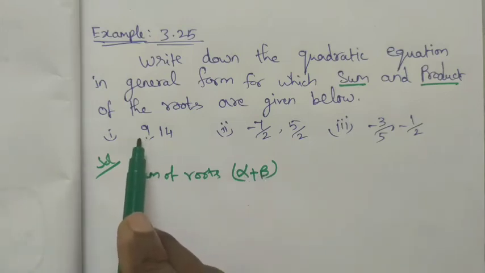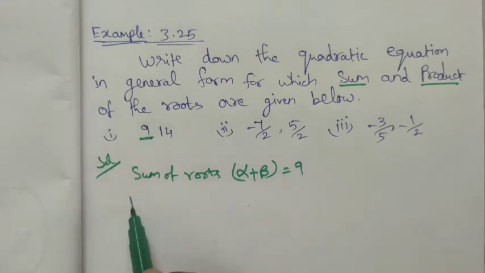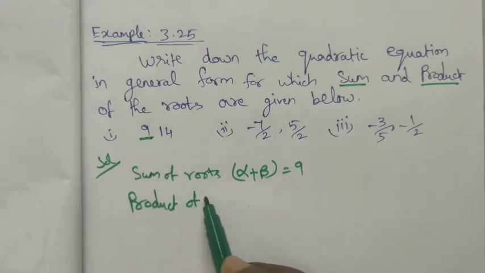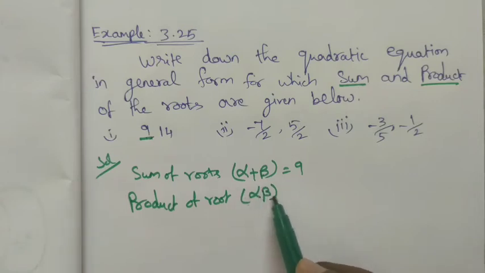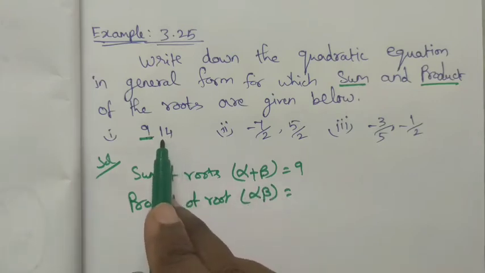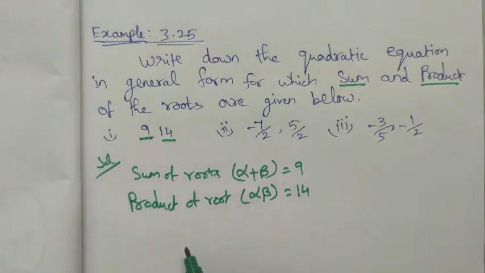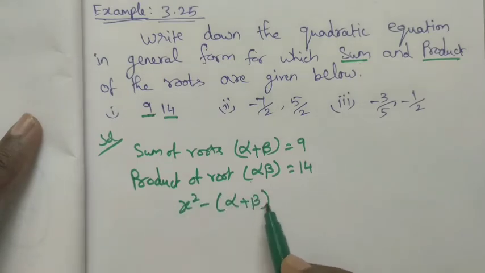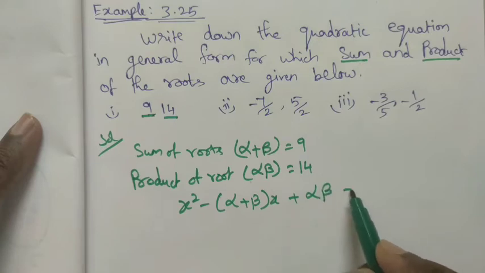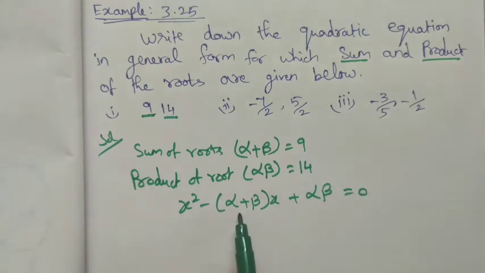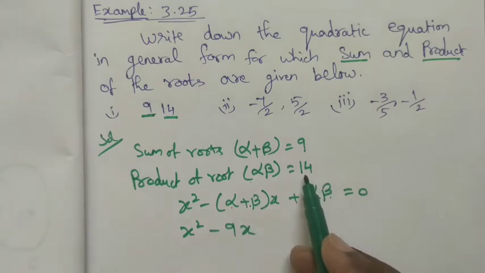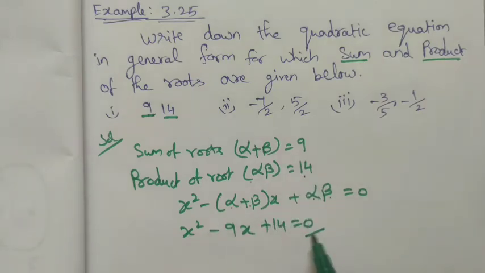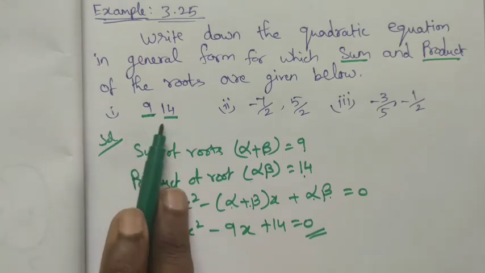Sum of the roots means we have to add these two roots. The sum of the roots is 9. The product of the roots is alpha into beta. If you multiply the roots, we get alpha into beta. The product of the roots is given as 14. To form a quadratic equation, we know the formula: x square minus sum of the roots into x plus product of the roots equal to 0. Either you can write in words or you can use the symbols also. In the place of alpha plus beta, you write 9, that is minus 9x, plus alpha into beta, which is 14, equal to 0. This is the equation for the given sum and product of the roots.